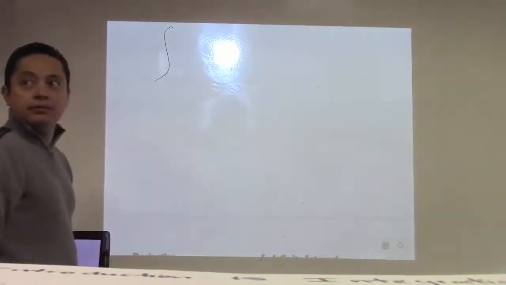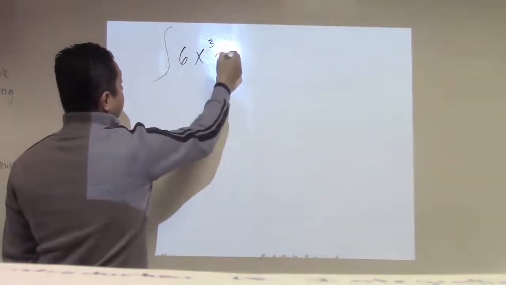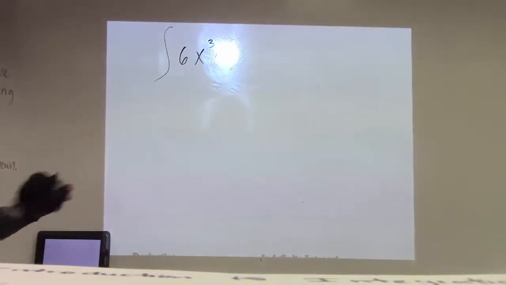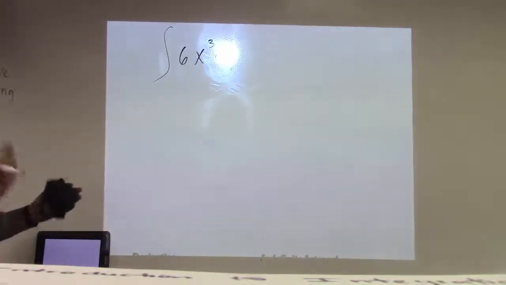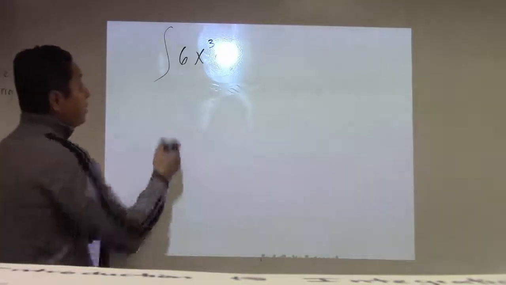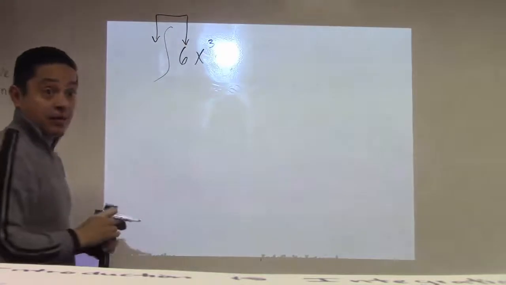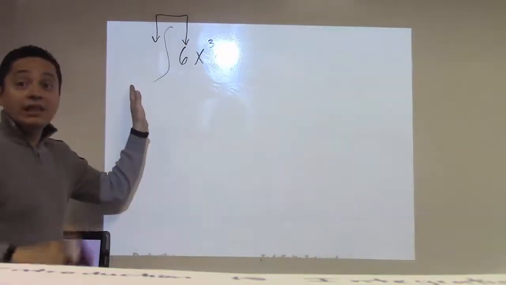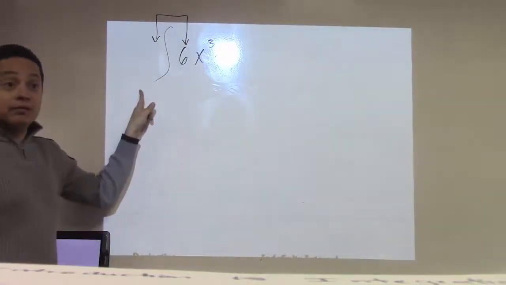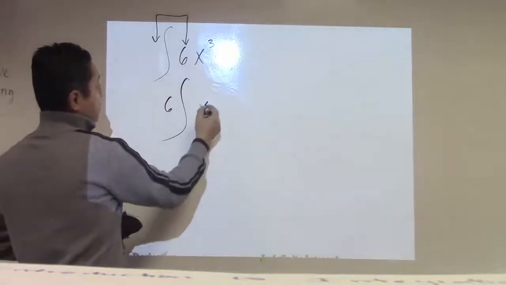Antiderivative of 6x cubed dx. So you might be thinking, well, Flores, I can just do that on the fly. I can just wing it and bump it up and divide and come up with the answer. True, but I'm trying to teach you some rules here. So one of the rules is that you can move constants only outside of this symbol right here. So this becomes 6 times the antiderivative of x cubed dx.